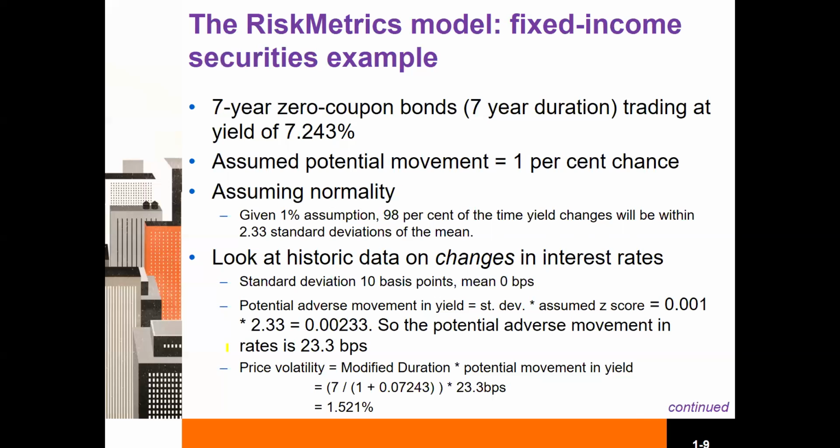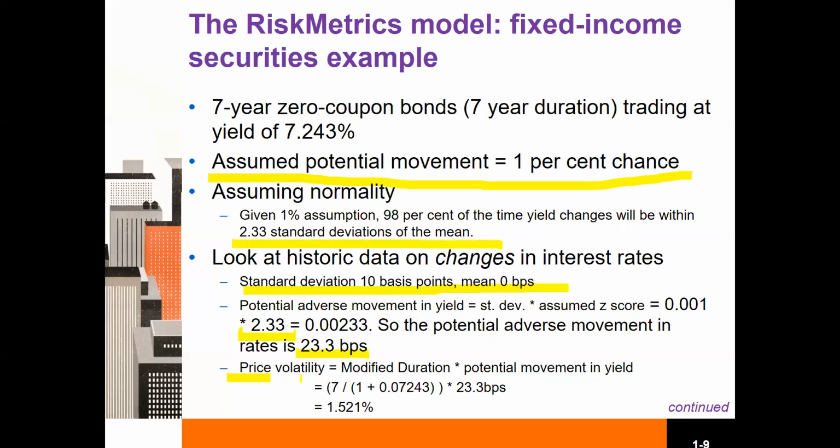Okay, so given this information, what we can now do is, you can see, assume the potential movement has a 1% chance, and assume normality as I have discussed so far. The standard deviation is 10 basis points and the mean is 0 basis points. So you can see that it will be 2.33 standard deviations, and the potential adverse movement will be 23.3 basis points.